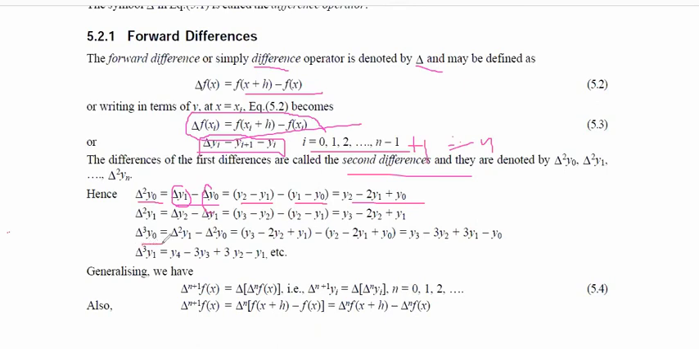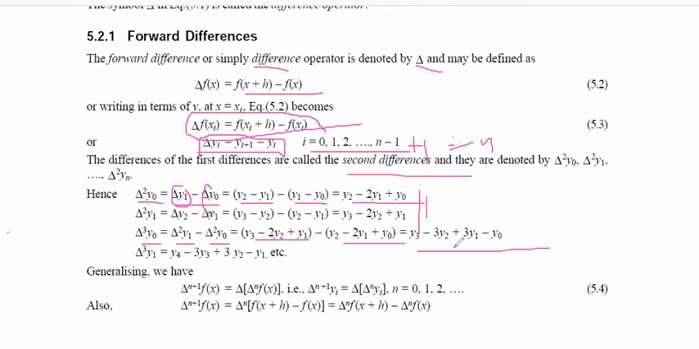Now this is the third order difference. Second difference, this was second, this was first. Now the first, this was second, this was third. Third is what? Delta square y1 minus delta square y0. Delta square y1 is this, and delta square y0 is this. You make the difference of these two quantities, and you are getting y3 minus 3y2 plus 3y1 minus y0.